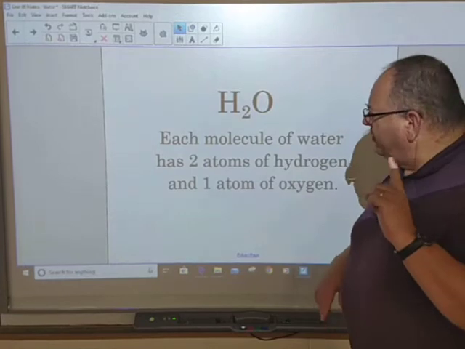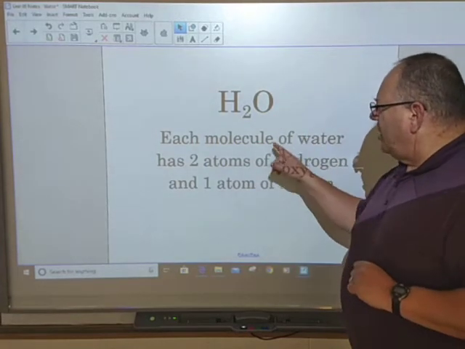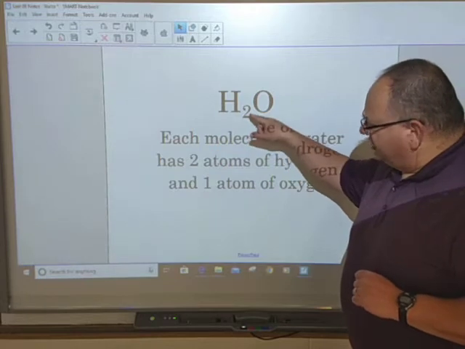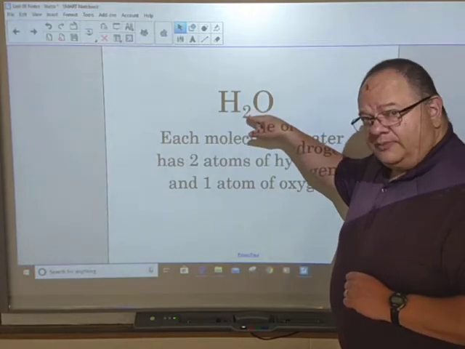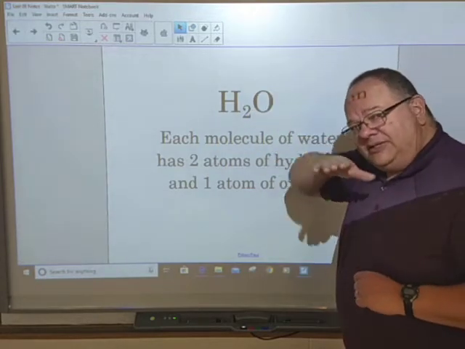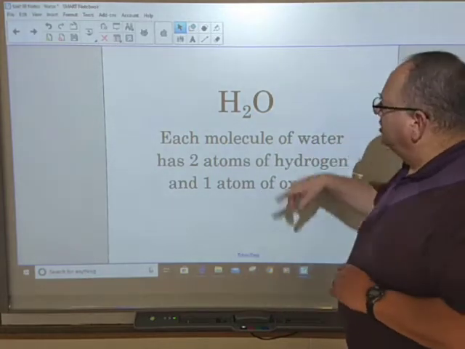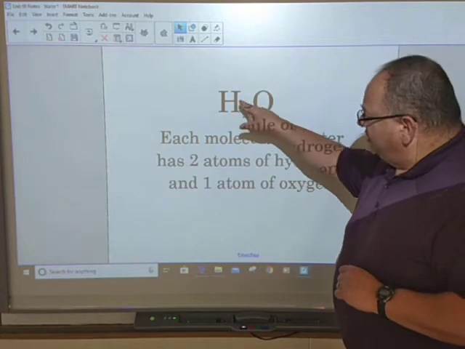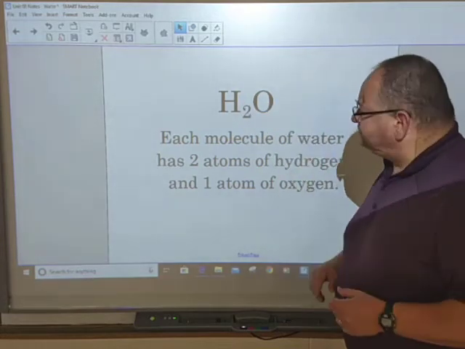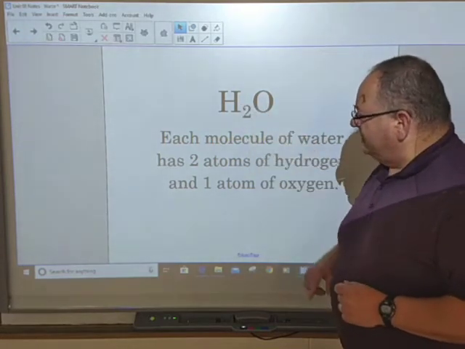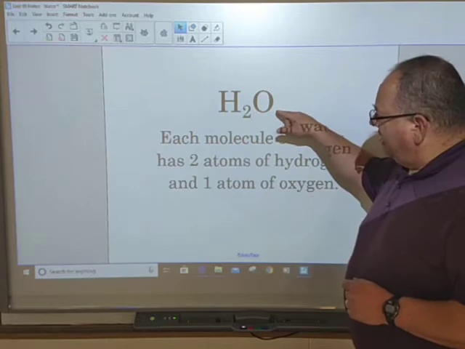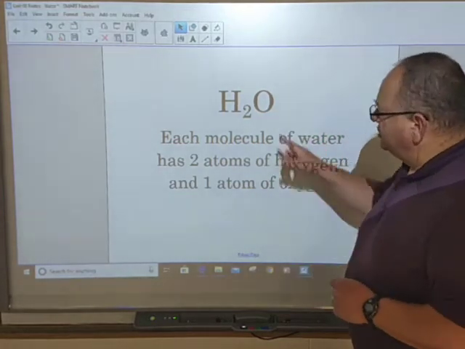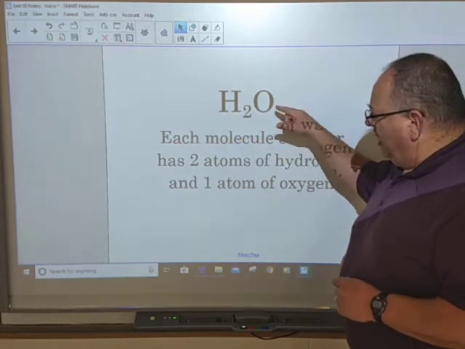Hopefully this is what you came up with. Each molecule of water has two atoms of hydrogen. So the 2, by the way, is called a subscript because it's written a little bit below the line. Sub means below. A subscript 2 refers to the element right in front of it. So H refers to hydrogen. The 2 refers to the H. Now there's nothing behind the oxygen, so it's implied that it's a 1. So there's two atoms of hydrogen and one atom of oxygen.